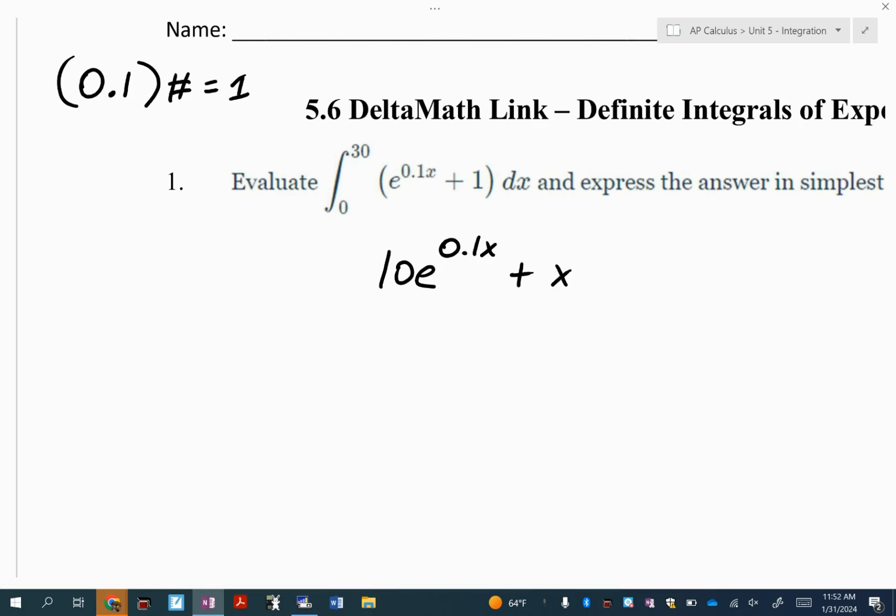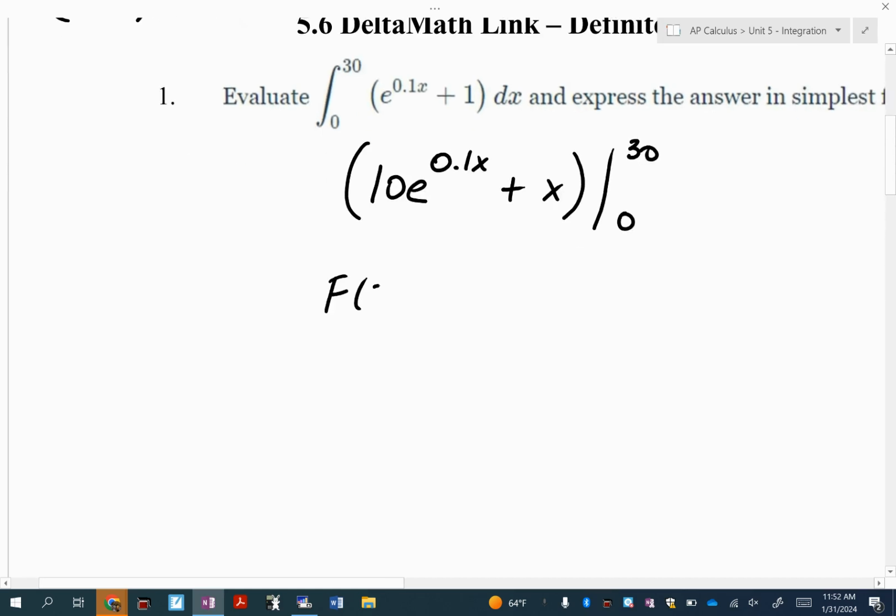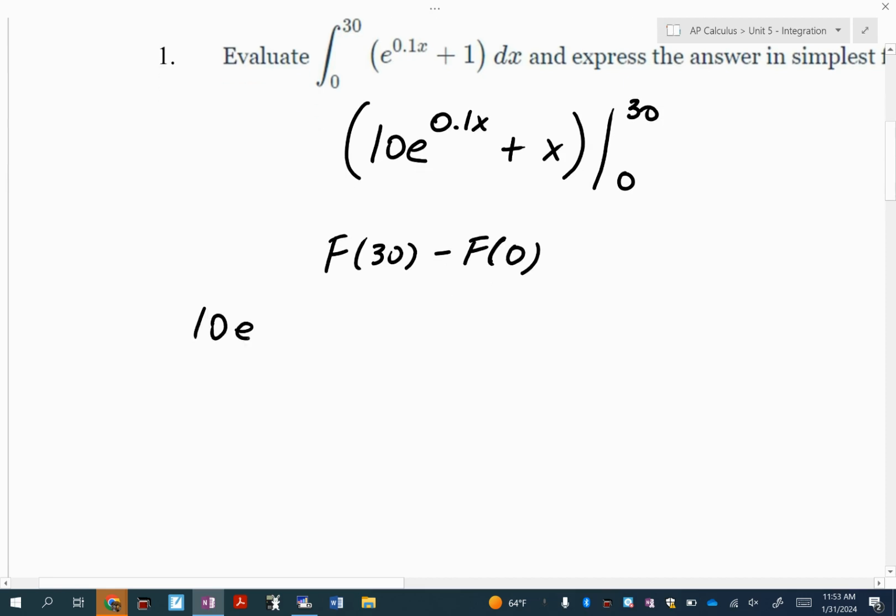Okay. Now, since this is a definite integral, and the antiderivative of 1 is x, I still need to do that one. I did not use u substitution. So do I need to get new limits of integration? No. So I am doing the same limits of integration. Make sure you're doing the same limits of integration. So f of 30 minus f of 0. So let's plug in 30 where it says x, and then plug in 0 where it says x.